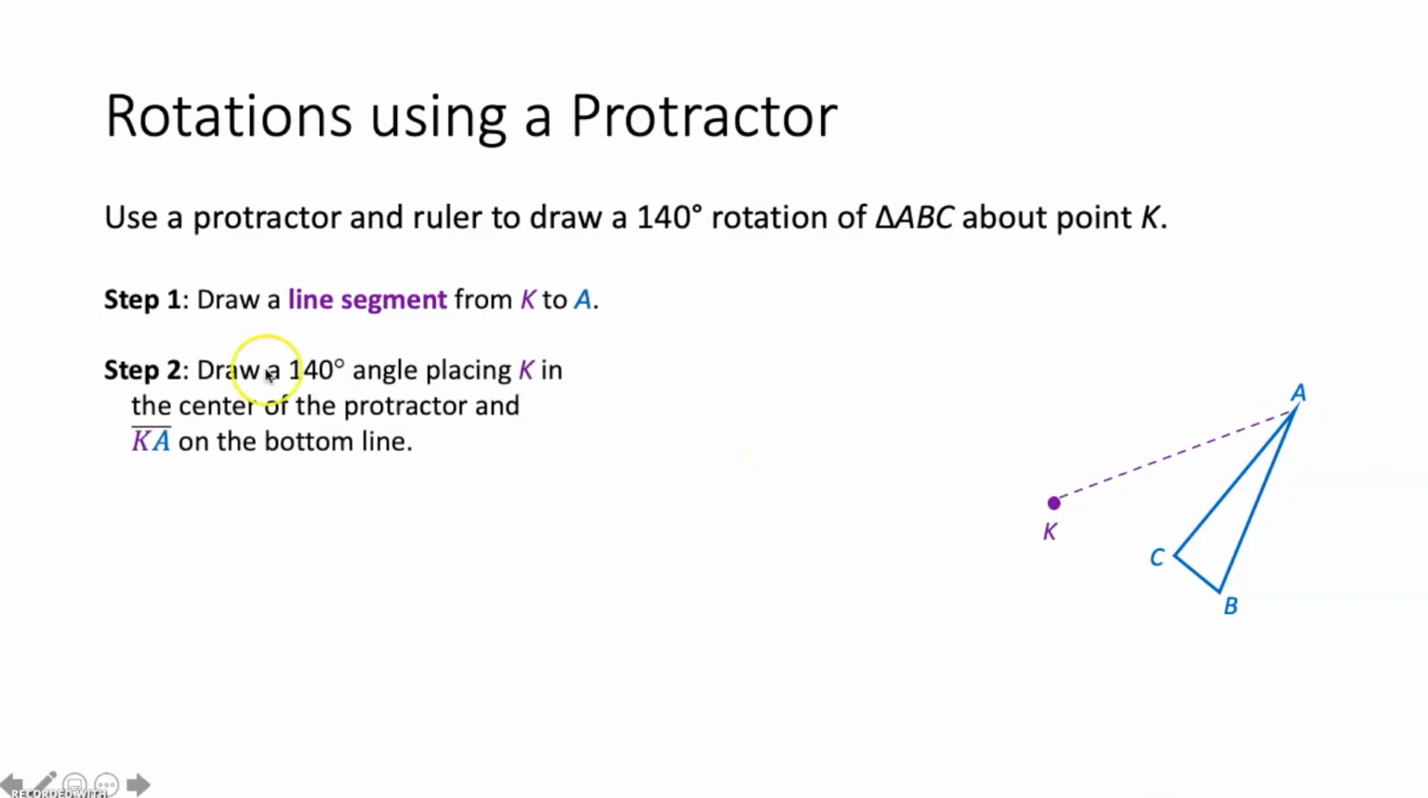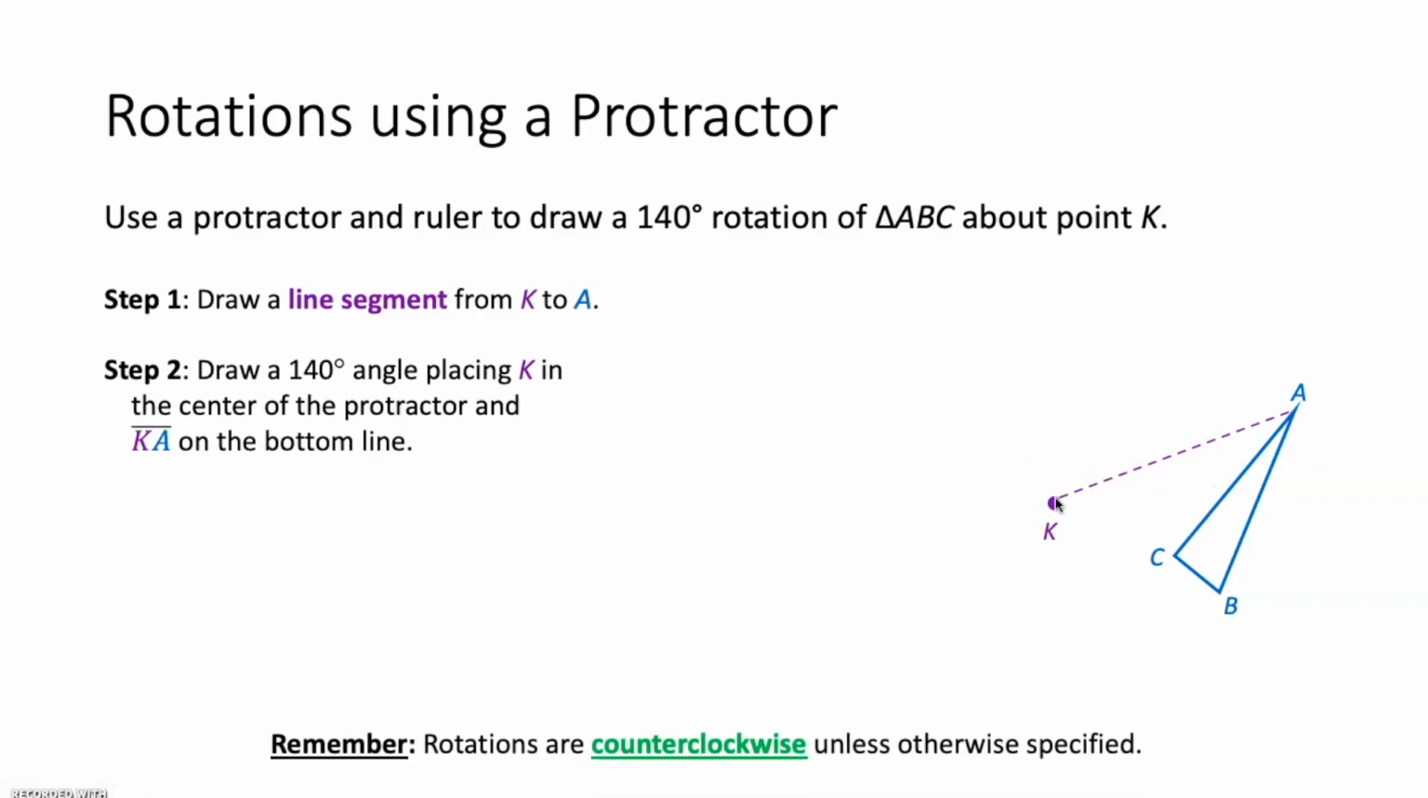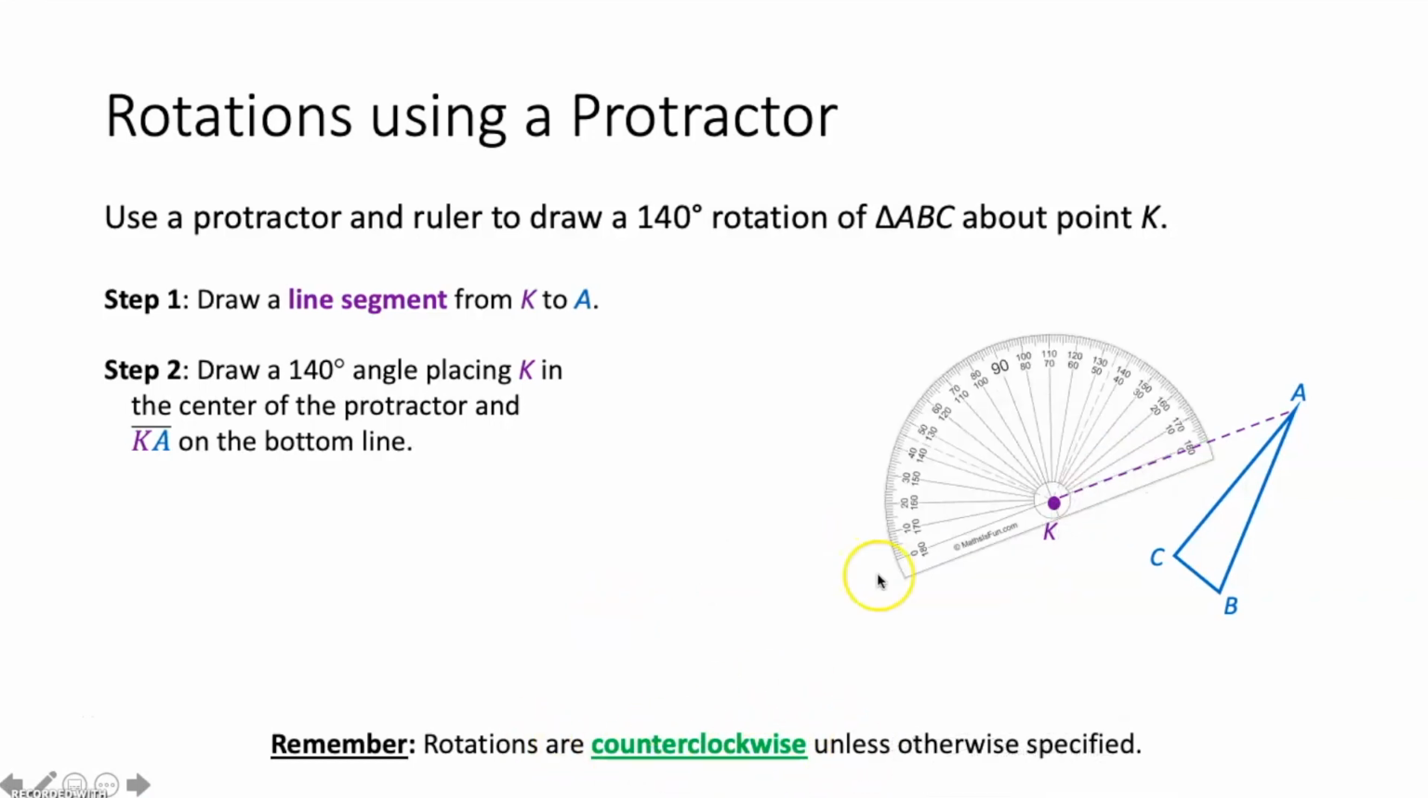Next, we're going to draw a 140-degree angle, placing point K in the center of the protractor and KA on the bottom line. So we have segment KA, and it's going to go on the bottom line of our protractor. Point K is going to go in the middle of our protractor. And remember, because we are rotating counterclockwise, we know that we're going to orient our protractor up instead of downward. If we needed to rotate this point this way, clockwise, then we would have our protractor going upside down. But in this instance, we are going counterclockwise, so we need to have our degrees up here.